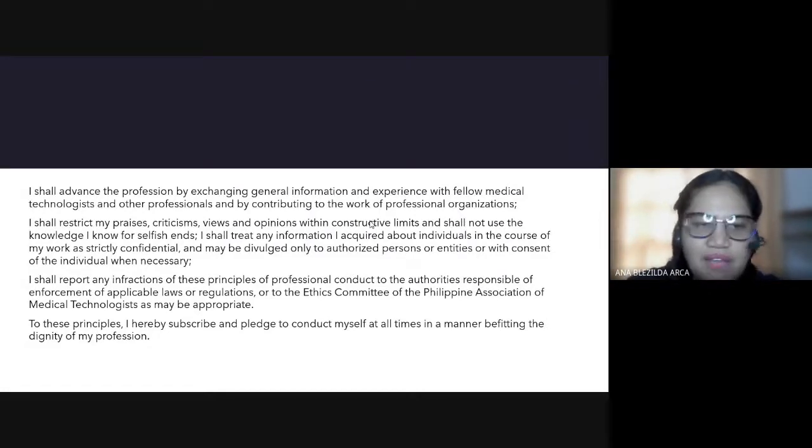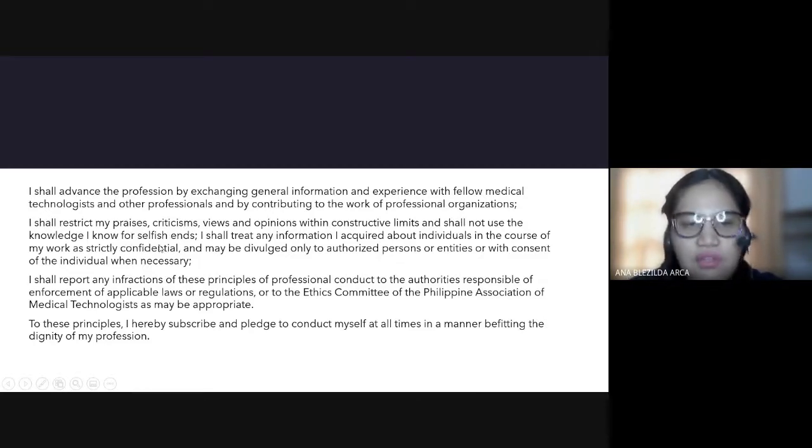Hindi siya dapat naninira. Kung kausapin mo yung bago, parang minamaliit mo siya, hindi, dapat constructive. Okay? Kasi nga, ikaw yung magiging mentor for them. And then I shall treat any information I acquired as strictly confidential. This is very important, the confidentiality, di ba?